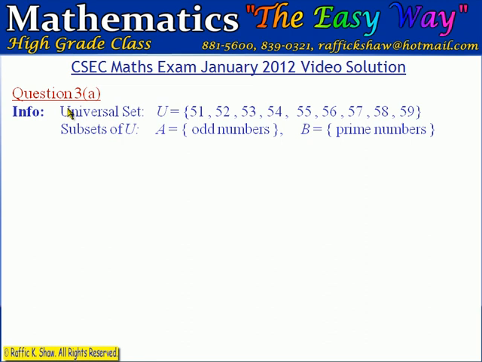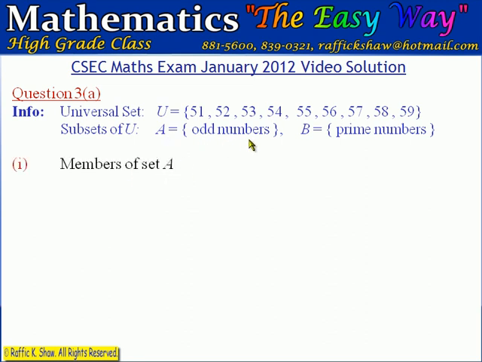We are now at question 3, CSEC Math Exam January 2012 video solution. Part A is a sets question, and it gave us the universal set 51, 52, 53, 54, 55, 56, 57, 58, and 59. And subsets of U are set A, odd numbers, and set B, prime numbers. A and B are subsets of the universal set. And then part 1, they're asking us to list the members of set A.